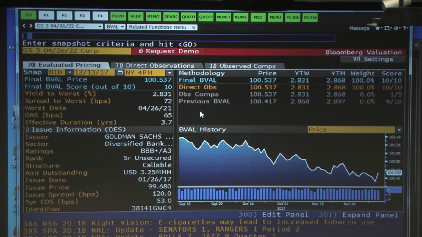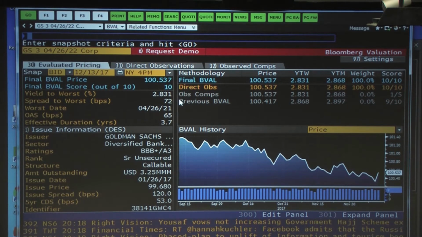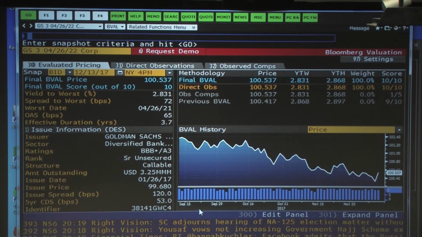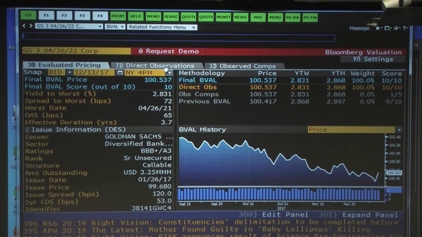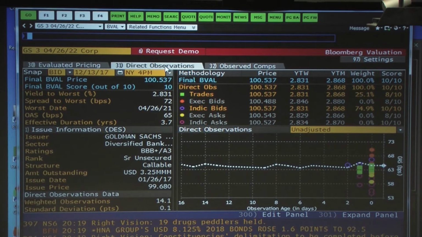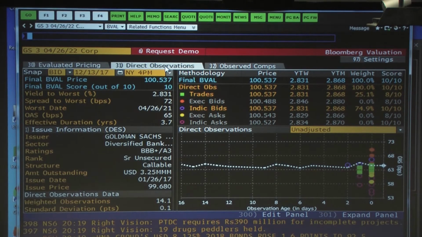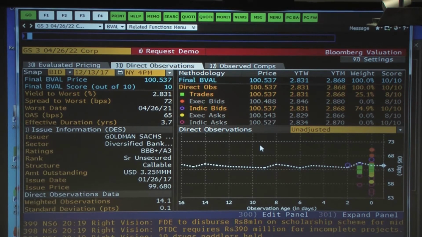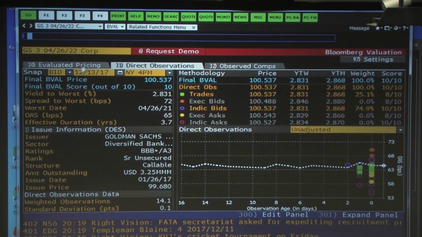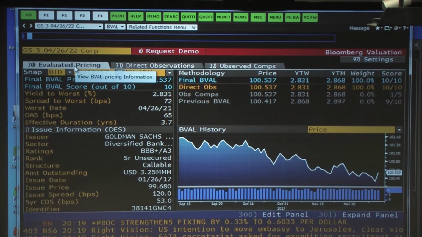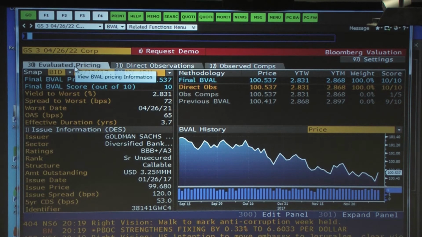You can see worst case scenario of certain metrics. You can see information about the company, similar to what you saw in the description function, but you can also look at the direct observations, things that Bloomberg has noticed in terms of the bond and its history over a certain period of time. So these are just some things that Bloomberg has to offer to see whether or not the bond is good.